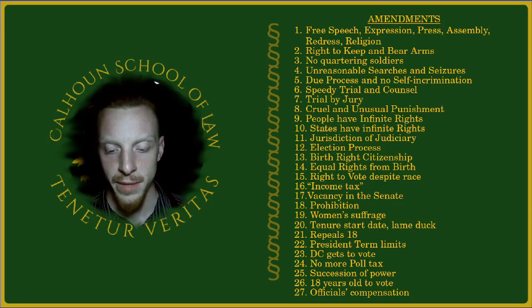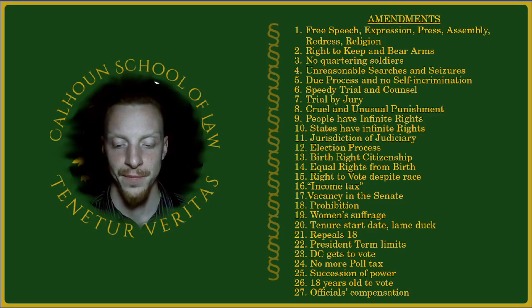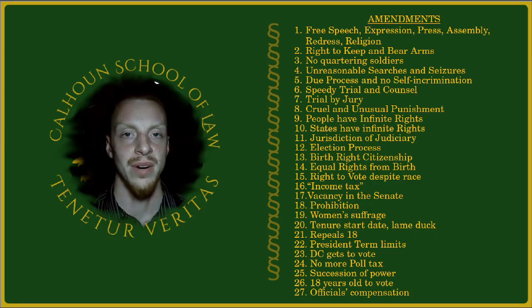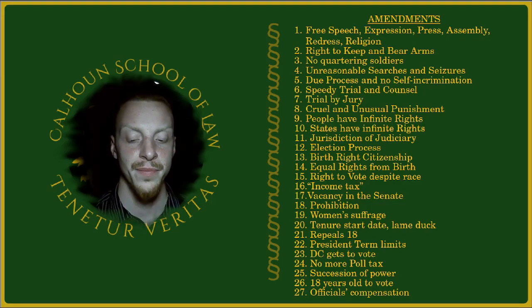Then we get on to the actual amendments. Amendment 11 pertains to jurisdiction of the judiciary regarding certain matters between citizens of one state and the states. Number 12 talks about an election process. Number 13, about birthright citizenship. Number 13, 14, and 15, of course, disputed as to whether or not they were even ratified legitimately. 14 talks about equal rights from birth. Number 15 says you have the right to vote regardless your race.